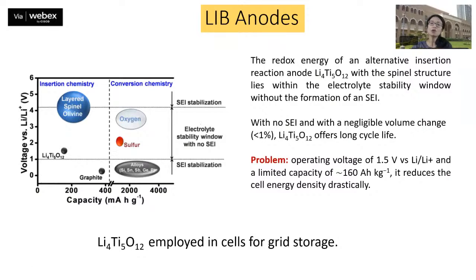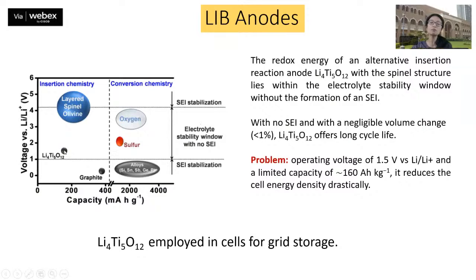And resultantly, your initial Coulombic efficiency is going to be very high for this particular material. But the problem is that this material's operating voltage, as you can see, is about 1.5 volt, whereas in graphite, as we have seen, it is almost near the lithium ion voltage, which is 0 volt. So in this case, it's around 1.5 volt.